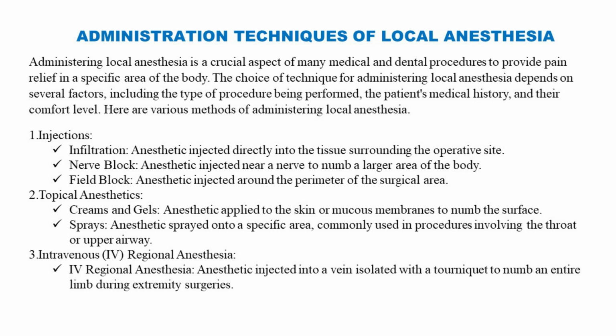Sprays. Anesthetic sprays are used in procedures involving the throat or upper airway, such as endoscopy. They are sprayed onto the targeted area to provide local numbness. 3. Intravenous regional anesthesia, also known as a Bier block, is used for extremity surgeries. It involves injecting a local anesthetic into a vein that is isolated with a tourniquet, effectively numbing the entire limb.